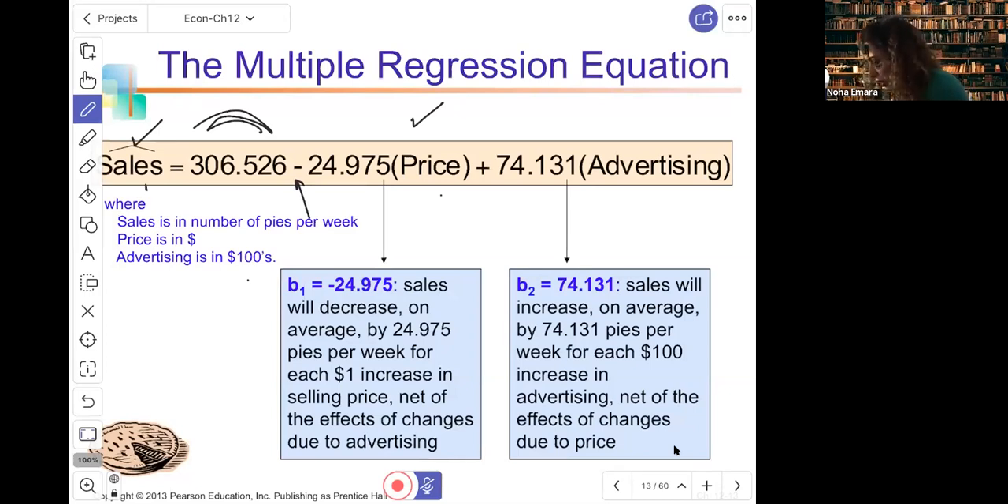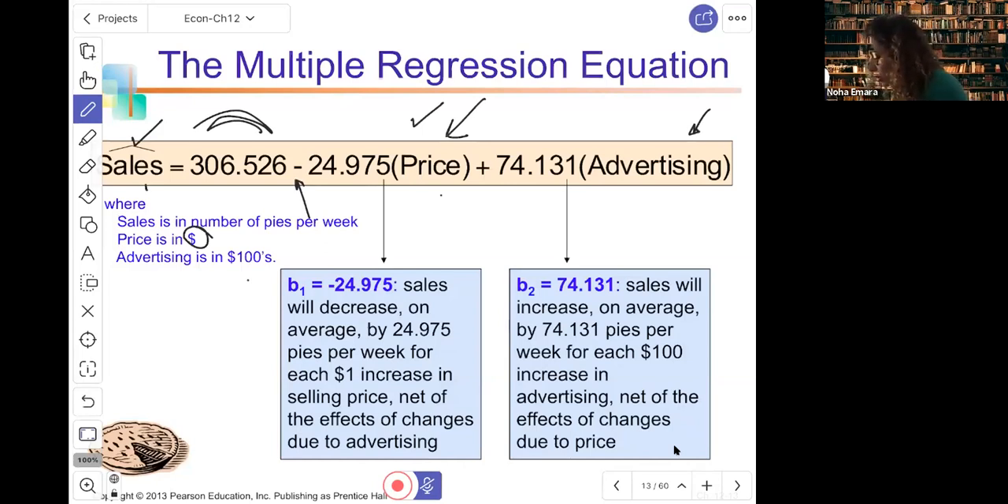So as the price increases by $1, this is the unit of measurement, the sales of pies would decrease by 24.975 pies. And since we're not allowing for fractions of pies, you can say 25 pies. Okay. And it's very important to say in the same sentence that you're holding advertising constant, because there is no change in advertising. If I'm talking about the price, I'm holding this one constant. If I'm talking about advertising, I'm holding price constant.